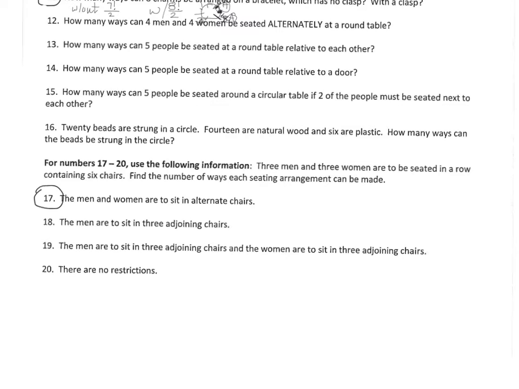Okay, so for the last one, we have 3 men and 3 women seated in a row containing 6 chairs. Find the different ways they can be arranged. Now, say we have 3 men, persons A, B, and C, and then 3 women, D, E, and F. Hopefully you see that it's not repetition, because if I see persons A, B, C, and then I rearrange the order C, B, A, that is actually different.